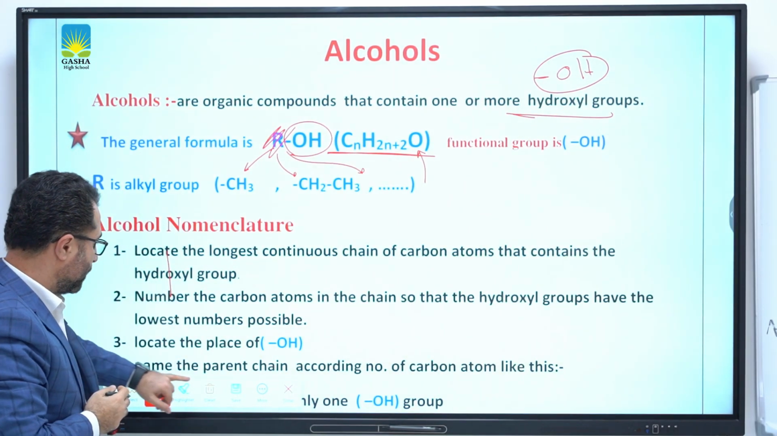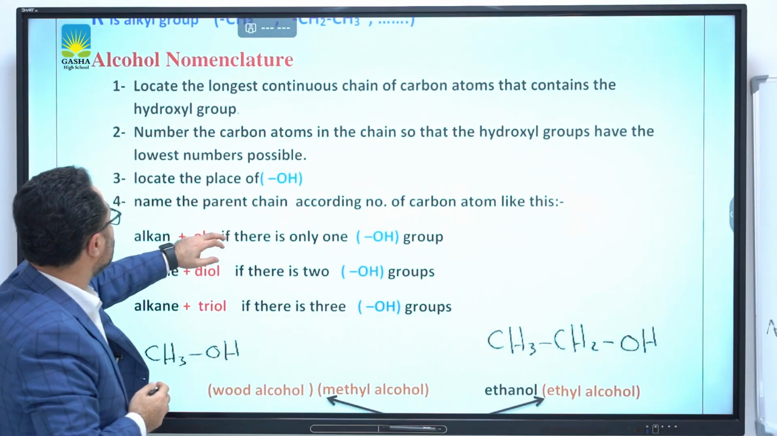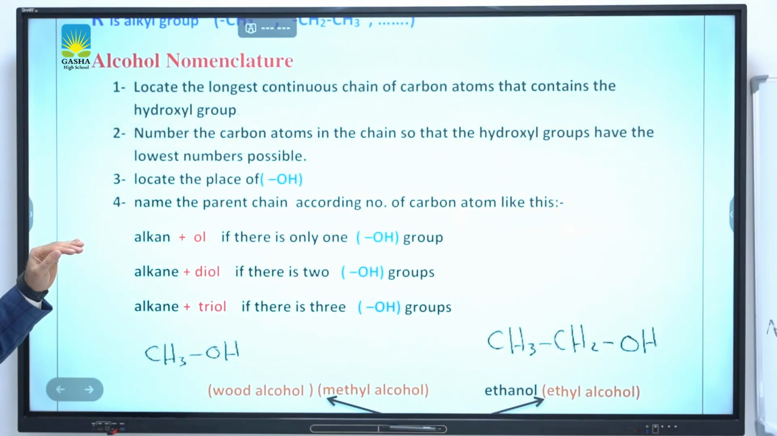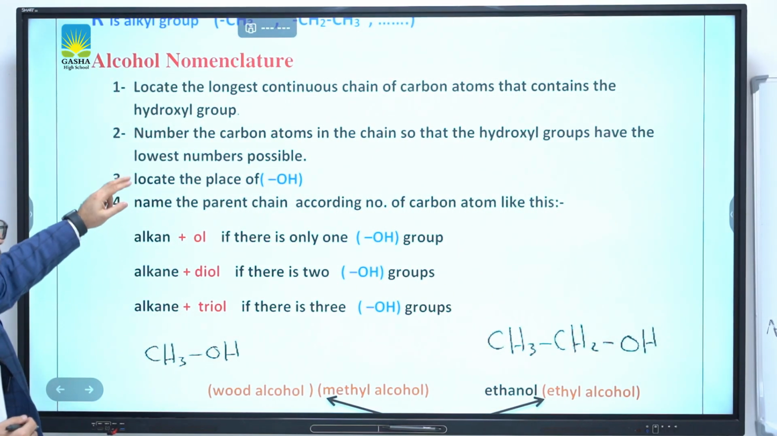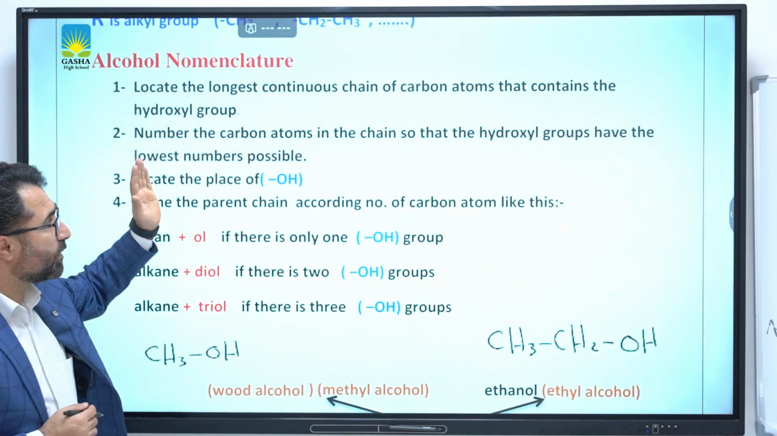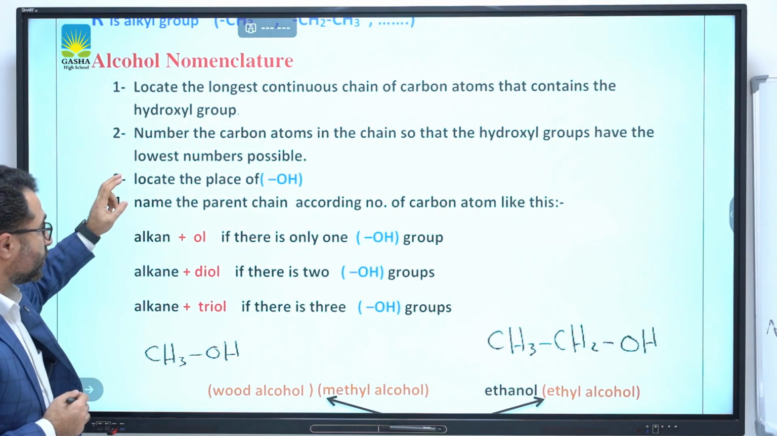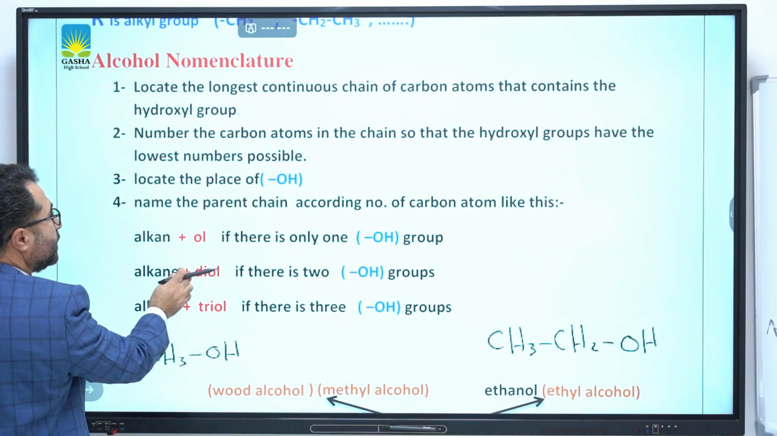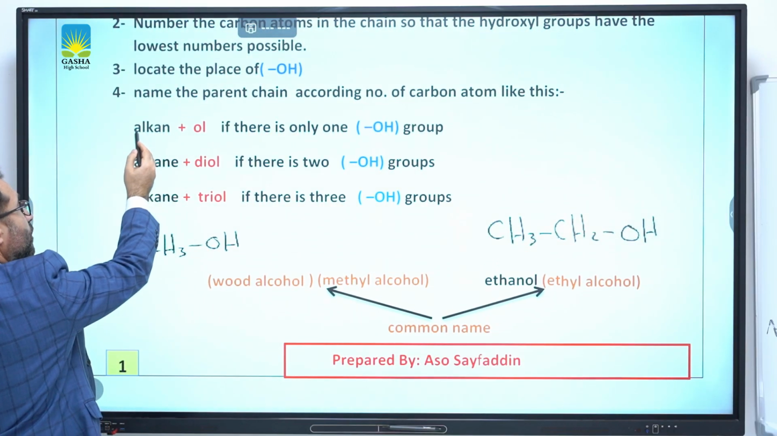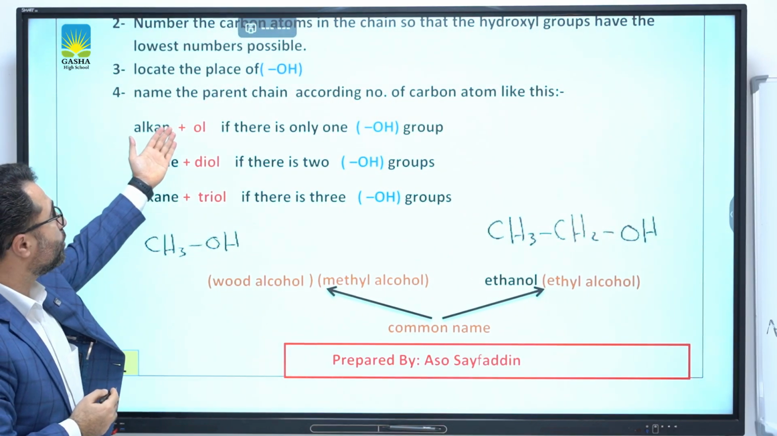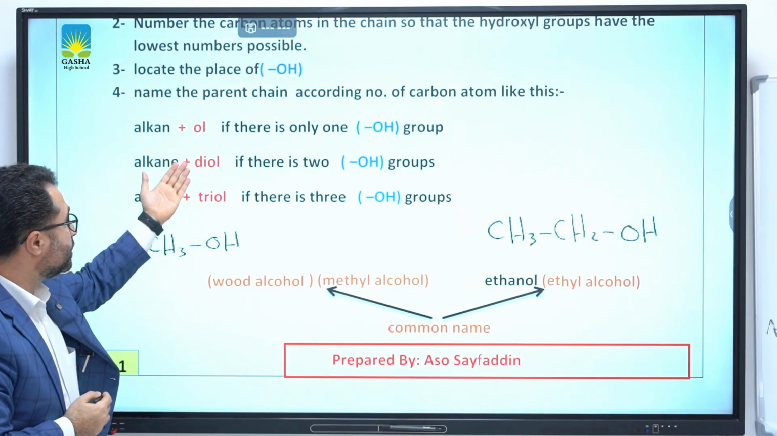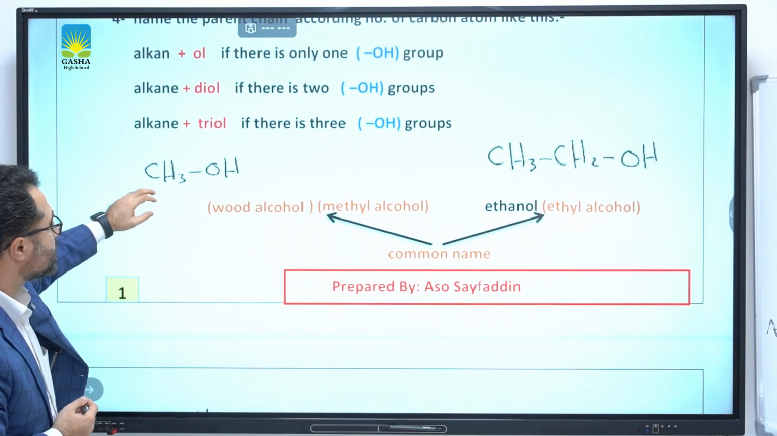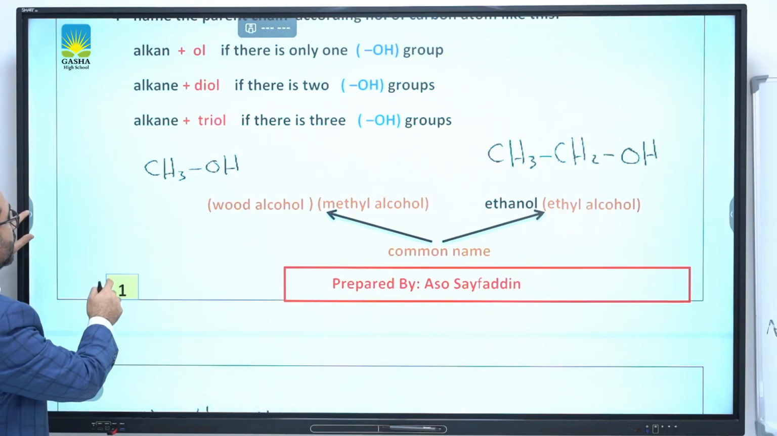Alcohol nomenclature. In alcohols, locate the longest continuous chain of carbon to be the parent hydrocarbon, which contains the hydroxyl group. It's similar to alkene. Number it from the side that has the OH group to take the lowest number possible, and locate the position of OH by number, and name the parent hydrocarbon as follows. According to the number of carbons, write alkane plus ol for 1 OH, plus diol for 2 OHs, plus triol for 3 OHs. For example, CH3OH has only 1 carbon.